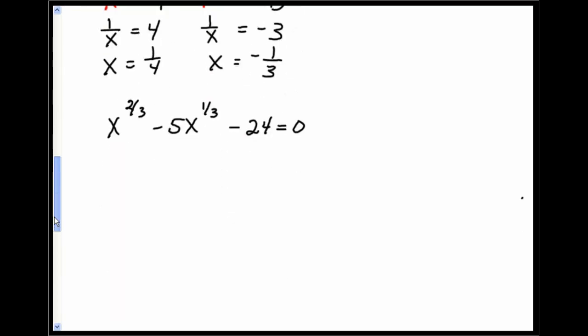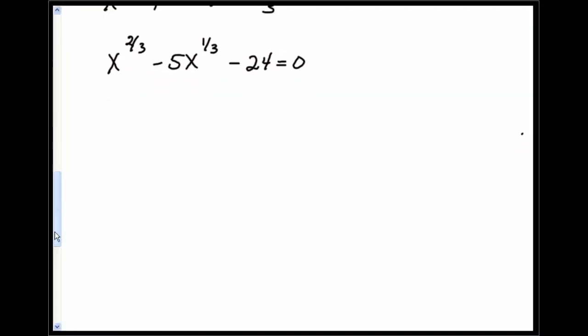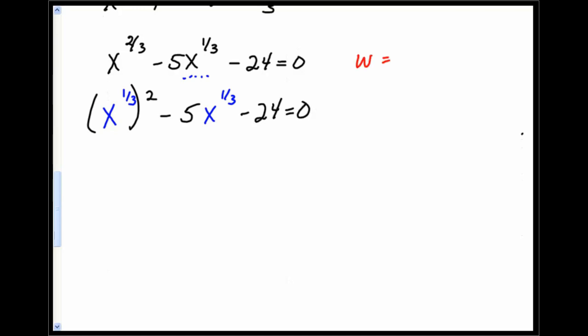All right, last equation has fractions in for the exponents. Again, your strategy is look at that variable in the middle term. So we'll have (x to the 1/3) squared minus 5 times x to the 1/3 minus 24 equals 0. Our substitution w will be w equals x to the 1/3. So rewriting this, we'll have w squared minus 5w minus 24 equals 0.